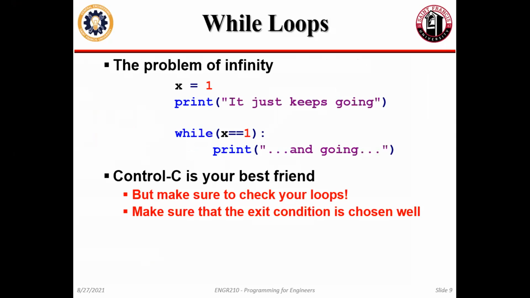Make sure that your exit condition, when your loop ends, is chosen well, and make sure that the loop will hit it at some point. Like if you say, do this loop while x equals 1, make sure that x gets redefined inside of the loop, because if it's not, it's always going to be 1. And your loop's always going to be going. All right, cool. Any questions?